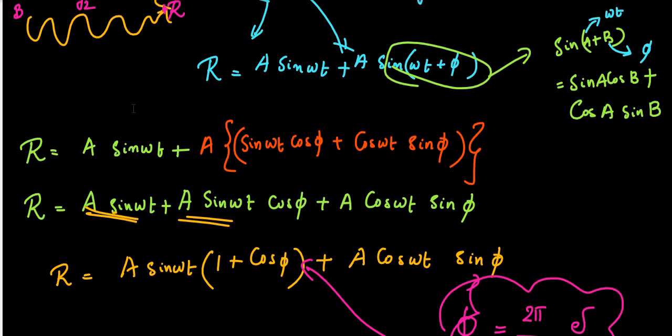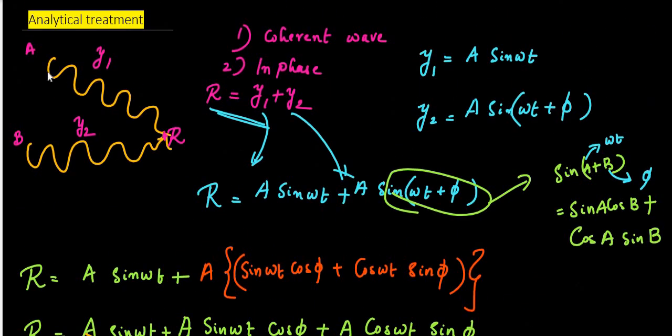We started from this particular setup, where we have two sources A and B emitting waves y1 and y2, which are in phase and also coherent. They have the same amplitude, the same frequency and maintain a constant phase difference between each other. Let us represent light waves, so transverse electromagnetic waves. I'm representing y1 as A sin omega t and y2 as A sin(omega t plus phi), and substituting into the superposition principle, R is equal to y1 plus y2.